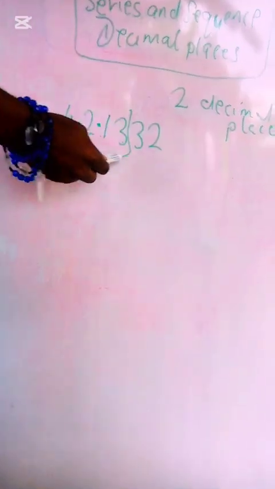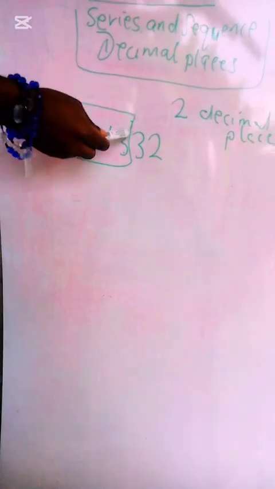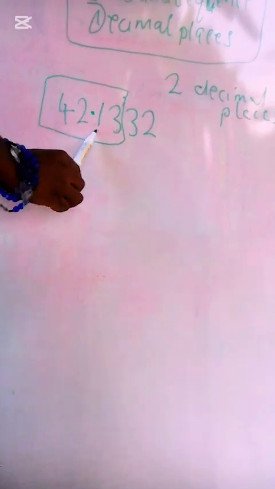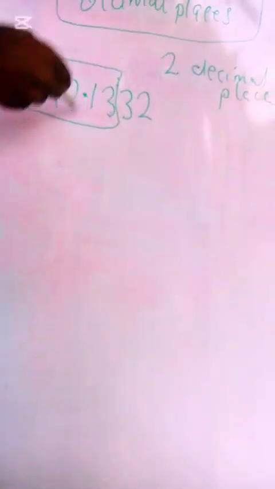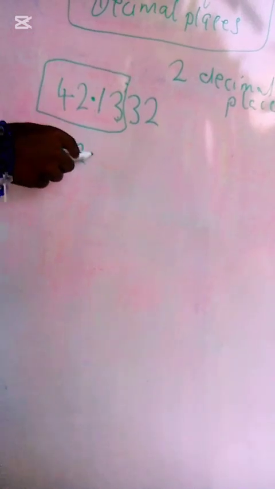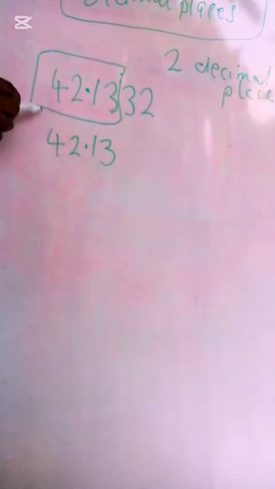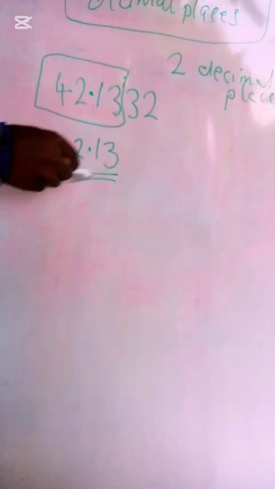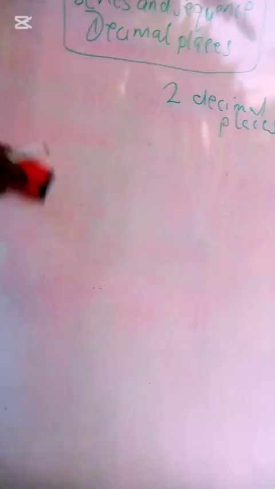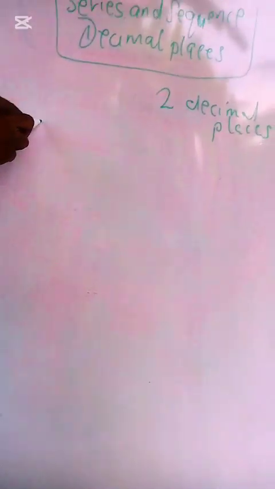Then we stop, and we have gotten our answer. So we no longer need this part because we need only 2 numbers. If it were 3, then we would have included this one, but we only need 2 numbers. Therefore, the final answer will now become 42.13. That's the answer. Now let me give you the last example on this one. Look at another one.